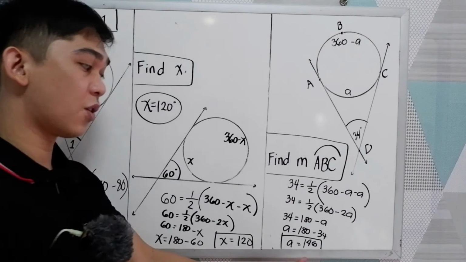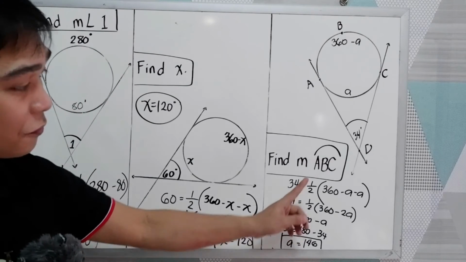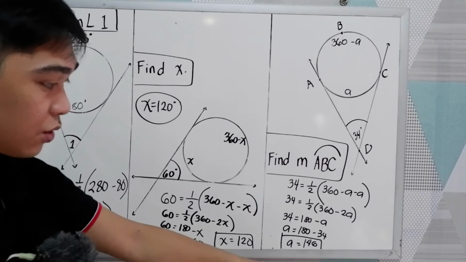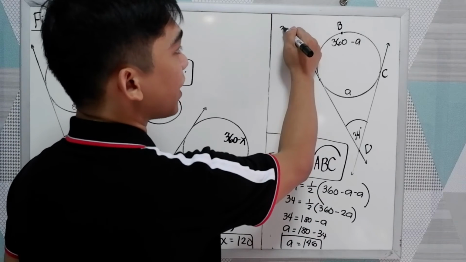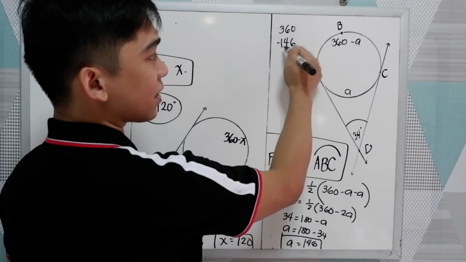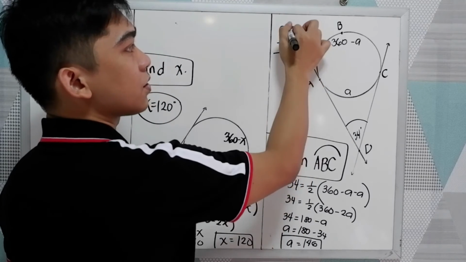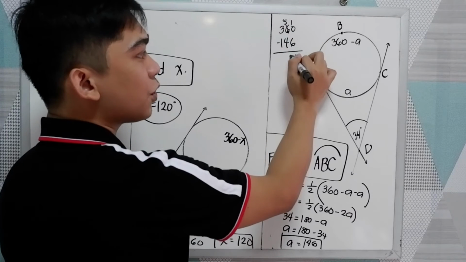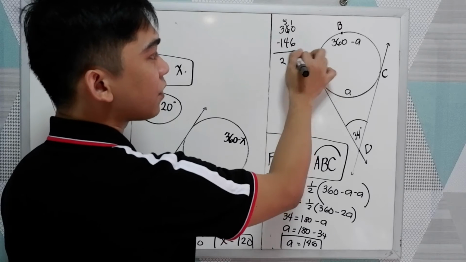146 is the value of A. We're going to find arc ABC, so we need to subtract 360 minus 146. So 4, this is 5. 5 minus 4, 1. So 214.